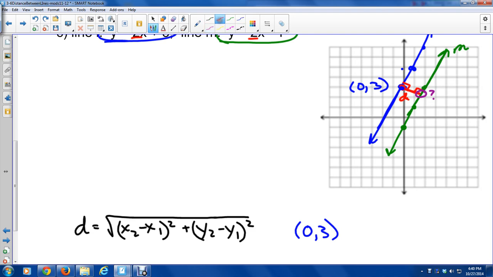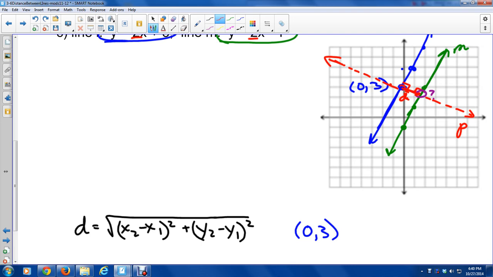The other line being, if I extend it, whoops, the line that contains that distance that I'm trying to find, the line that's perpendicular to that line M. So let's put a name with that line. I don't care. Pick a letter. I'm going to call it line P right now.